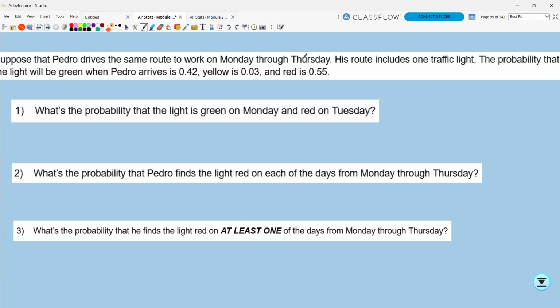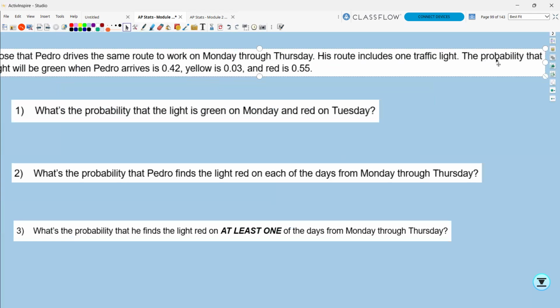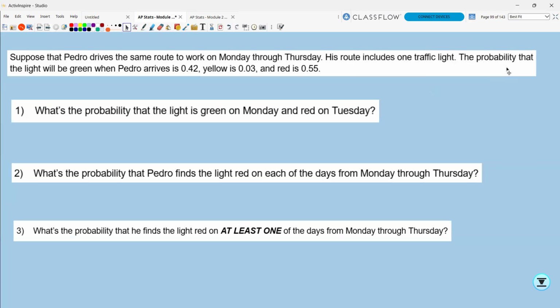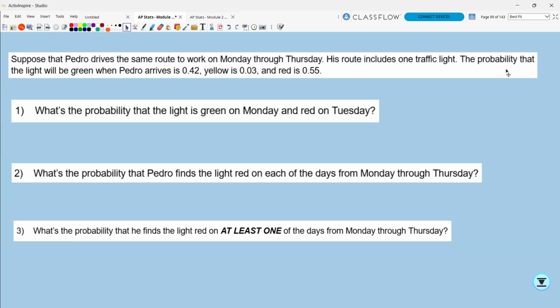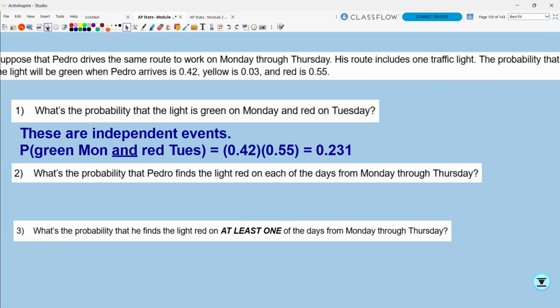Suppose Pedro drives the same route to work on Monday through Thursday. His route includes one traffic light. The probability that the light will be green when Pedro arrives is 0.42, yellow 0.03, and red 0.55. Question 1, what's the probability that the light is green on Monday and red on Tuesday? Well, these are independent events, so we can multiply those together. So the probability that it's green on Monday is 0.42. And the probability that it's red on Tuesday is 0.55. We'll multiply those together to get 0.231.